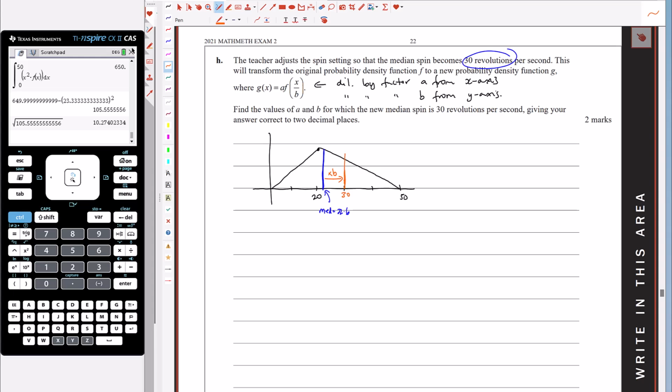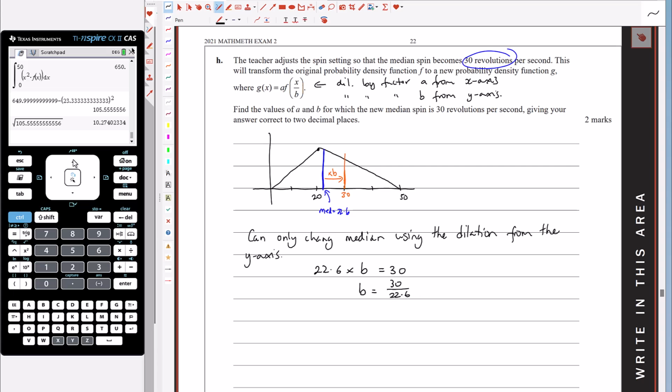Okay, so we can only change the median using the dilation from the y-axis. Okay, so what we need to do is 22.6 times b has to give us 30. So b is going to have to be 30 over 22.6.